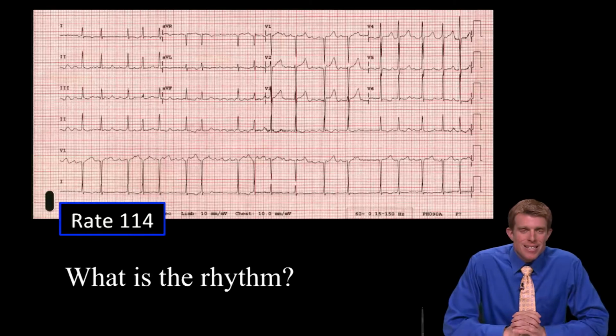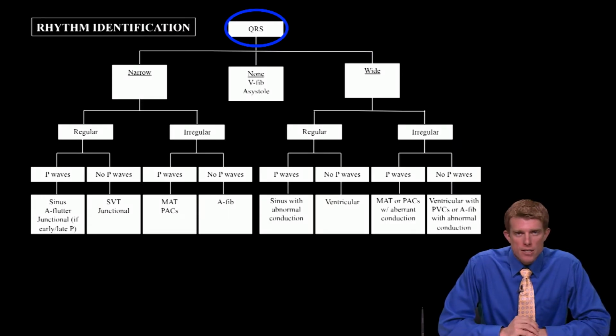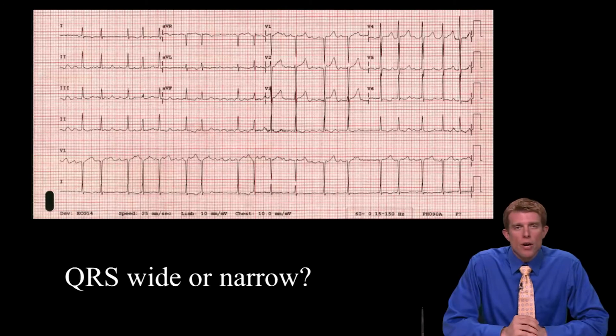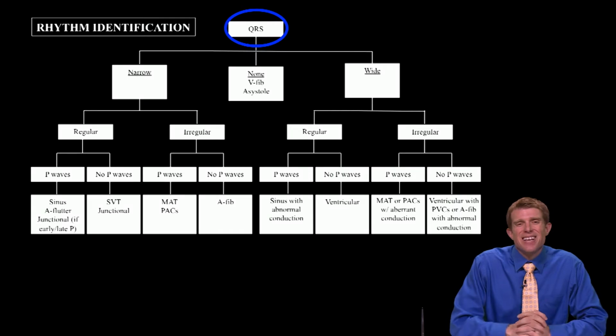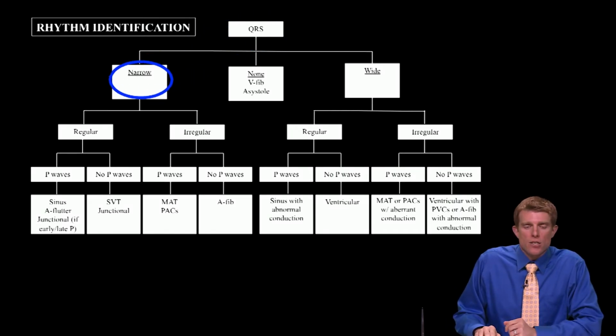So here's an ECG. I'm going to give you the rate. It's 114. Let's figure out the rhythm, and in order to do that, we want to use our systematic approach. Our first question is, is the QRS wide or narrow? In this case, you can see that the QRS looks pretty narrow, so we go into our next question.